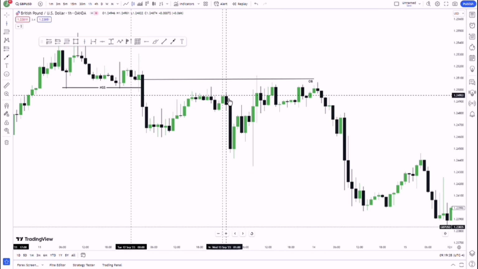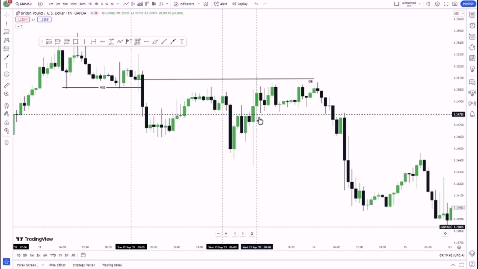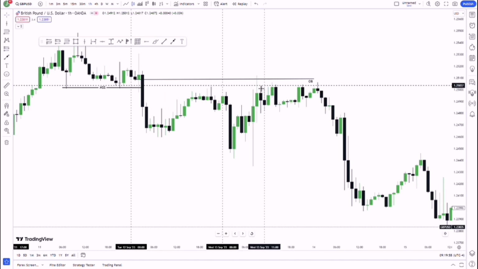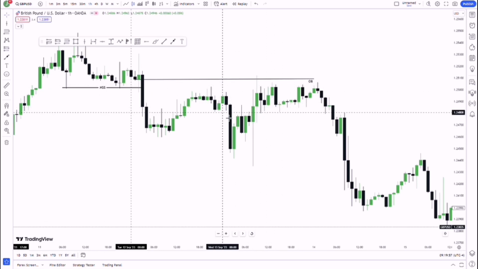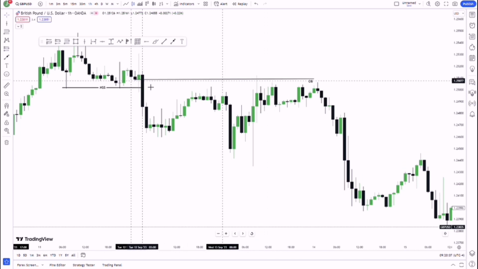On Tuesday the market opened at 12 a.m. New York time. It sold, but remember on Tuesday there was an event. It was CPI, if I remember correctly. It was CPI. After it was Wednesday. So after the event it sold and then bought again to our order block, which was formed on Monday.